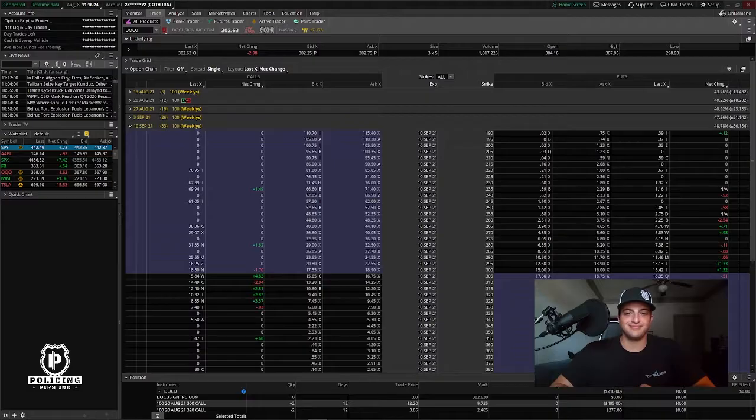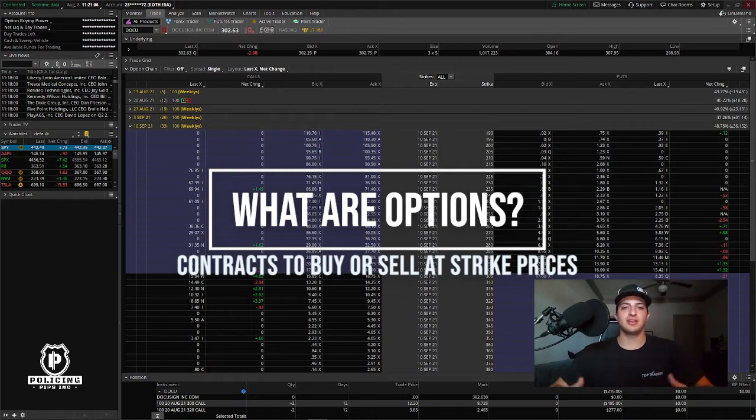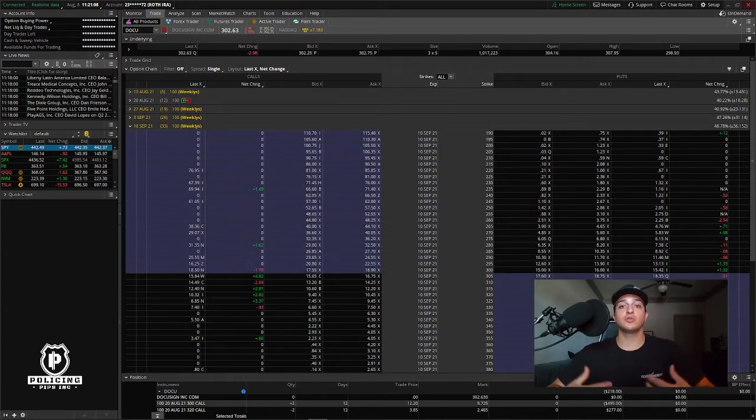What are options? So we already did our stock portion of this section. Now we're going to move on to what are options. I shrunk myself down in the corner here so you can see exactly what I'm talking about on the screen right up here. Options are traded in contracts. These contracts are to buy or sell an underlying asset at a specified price at a later date in the future. These contracts are always traded in 100 shares of whatever the underlying asset is.